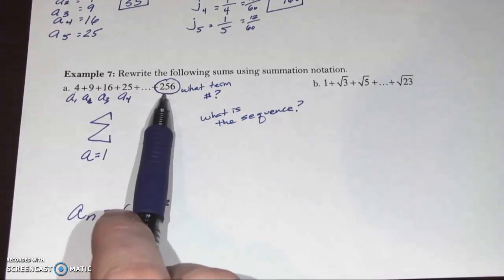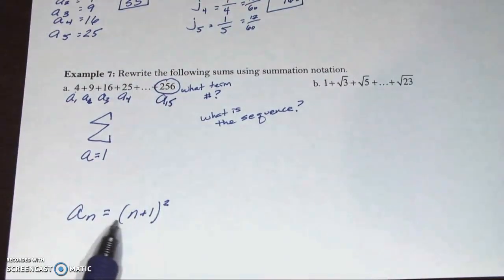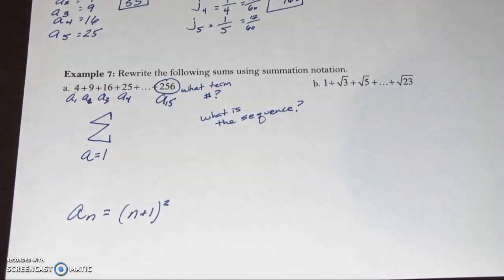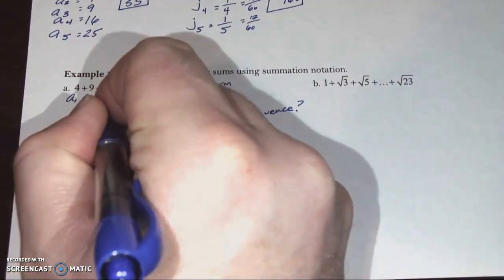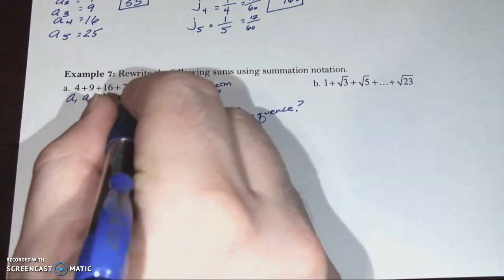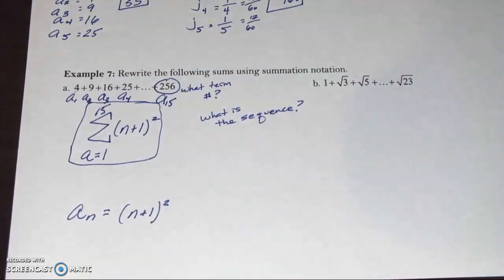256, that's interesting. 256 is which number squared? That would be 16 squared. Okay, but this is the 15th term. Alright, because we're adding 1 to the term number and then squaring it. So that would be the 15th term. So we're going to add the first through the 15th term of the sequence n plus 1 squared. That's how we would write that.